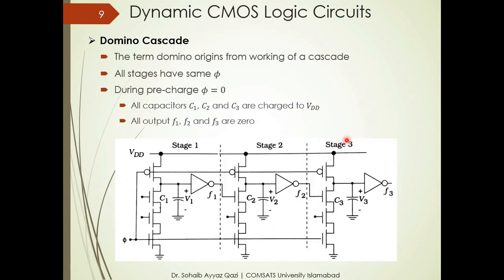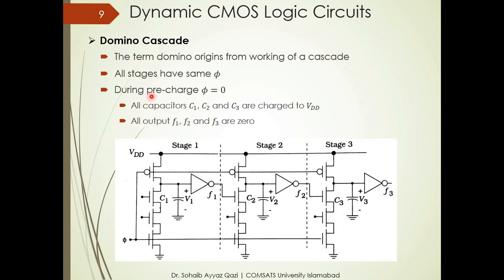The extended version of these domino logic circuits is the domino cascade circuit. In these domino cascade circuits, we add multiple stages, and in all the stages we have the capacitor and an inverter. All stages have the same phi; obviously, the controlling signal phi is the same for all these stages.